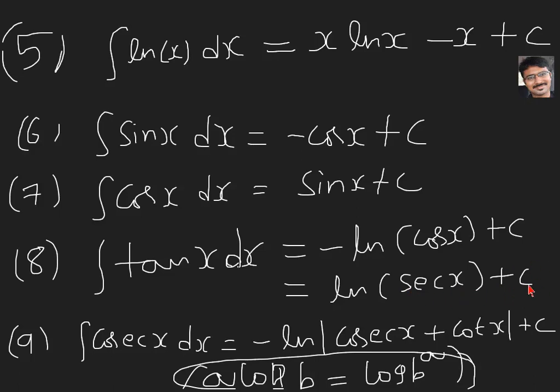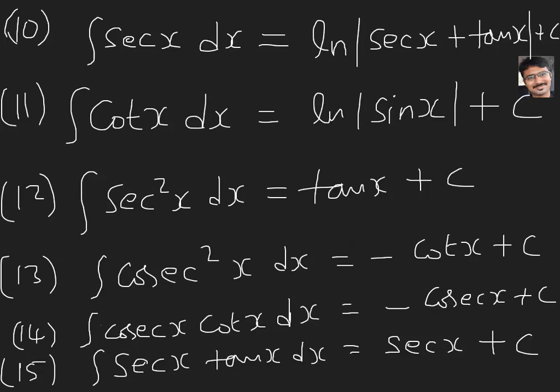c is called the integration constant. Now we can write the integral of tan x dx with these two formulas, either minus ln cos x or ln secant x, anything is fine. The integral of cosecant x dx is nothing but minus ln of cosecant x plus cot x plus c. You have to memorize this formula. Now the integral of secant x dx is ln of secant x plus tan x plus c, this is one formula we have. The integral of cot x dx means ln of sin x plus c.